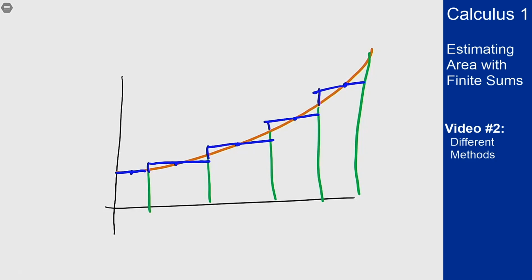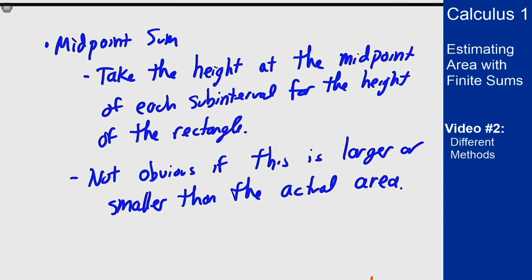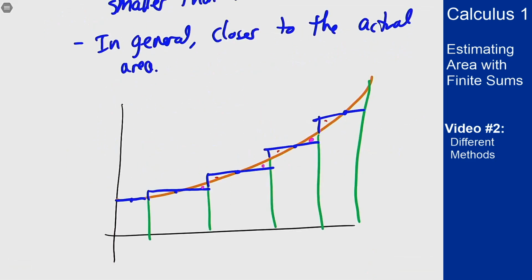Now in this case, I don't know if this is bigger or smaller than the actual area, because I have parts that I've added in up here and parts that I've taken out under here. So it's not obvious whether this is bigger or smaller than the actual area under the curve. In general, this is closer to the actual area than the lower and upper sums, but you don't know if your sum is bigger or smaller. There's your three ways you could find these areas using this method.